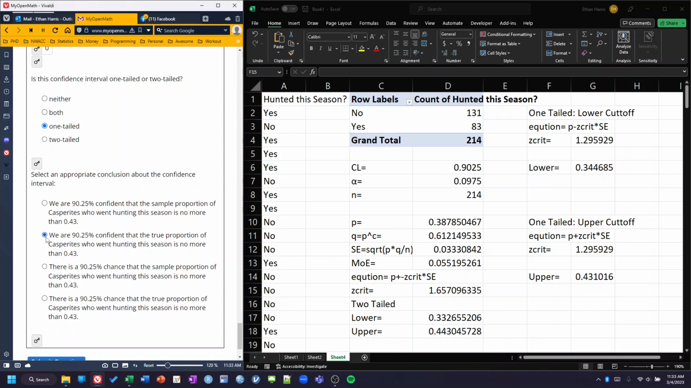Okay, so now we've gone through how to calculate confidence intervals when we are dealing with proportions instead of dealing with means. Good luck on your own assignments.